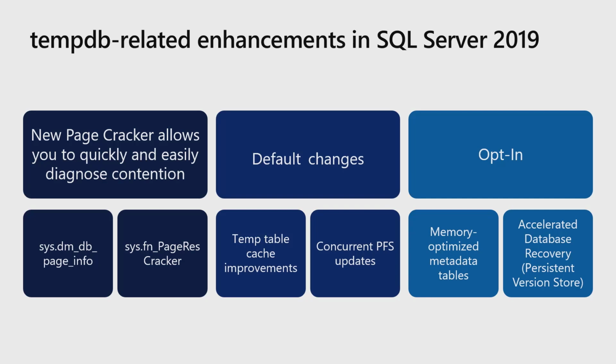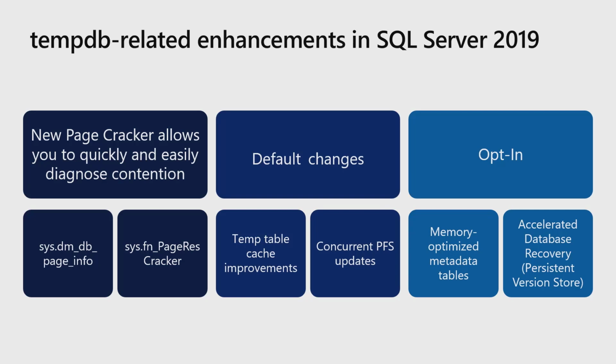So with the concurrent PFS page change, instead of getting a latch, we're able to manage the concurrency at the CPU level using something called an interlocked operation. So what we've done is moved the concurrency management and the synchronization down to a lower level, so no more latch waits. So you should never really see a latch wait in PFS on SQL Server 2019 and above, because we now have concurrent PFS updates, which is on by default.